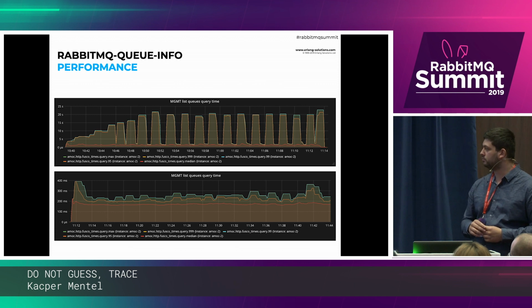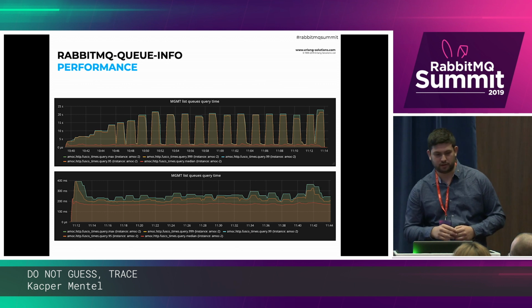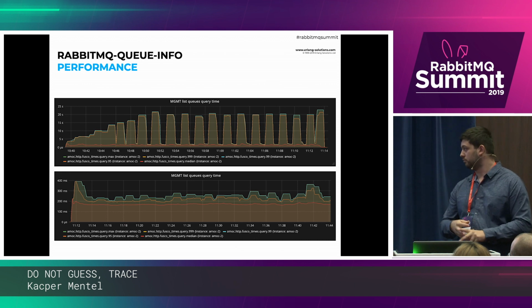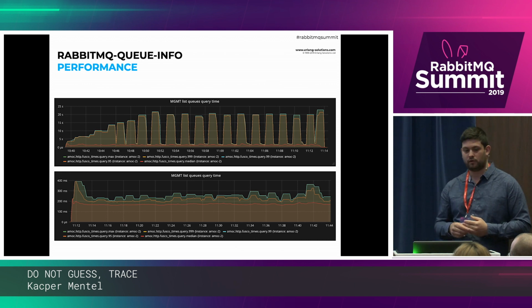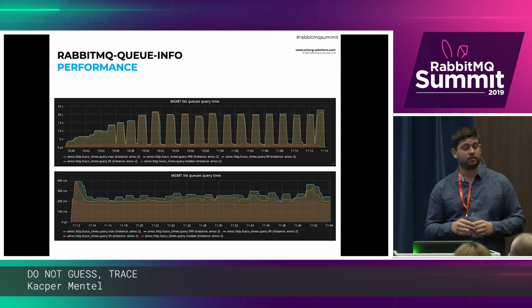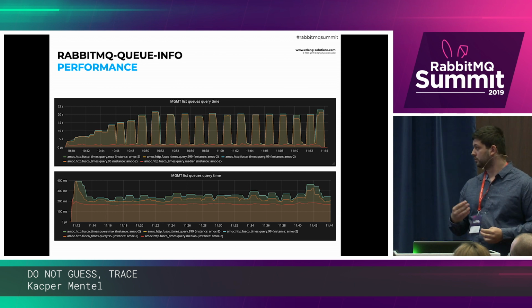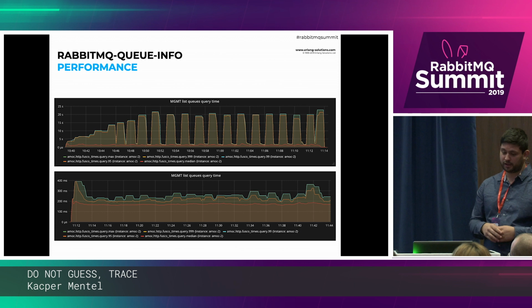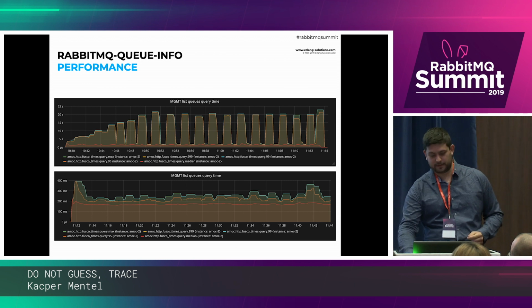So the performance of the second plugin, RabbitMQ QInfo, was definitely better than the management plugin HTTP API. And yeah, that's basically it.